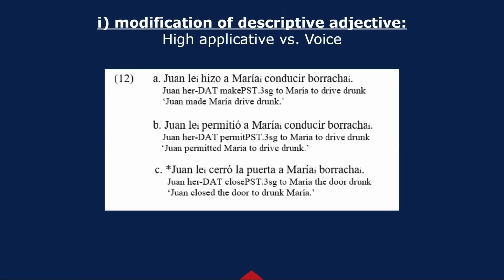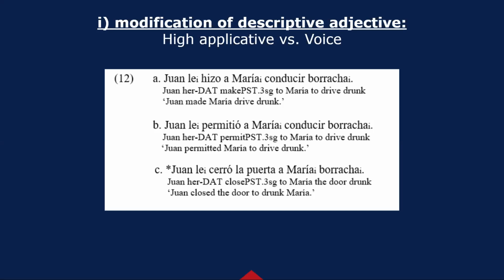The first test is modification of the descriptive adjective to study whether a structure includes a high applicative phrase or voice phrase. According to Pylkkänen, the high applicative and the causative with dative case can be modified by a descriptive adjective. In 12A and B, the adjective borracha, in English drunk, modifies the dative clitic, while the borracha in 12C cannot modify the dative clitic, which is an affective applicative.